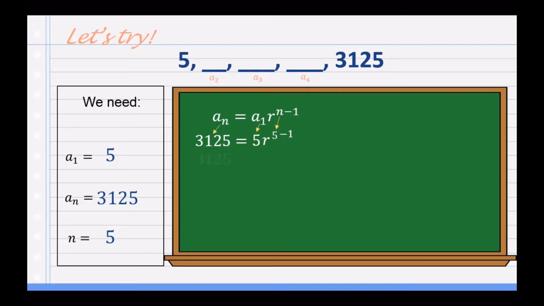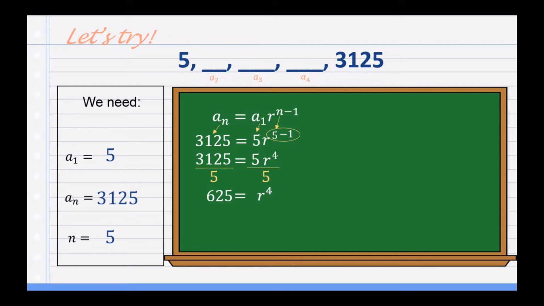So this will become 3,125 is equal to 5 times r to the power of 4. Since we still have 5 on this side, we have to divide both sides by 5 to isolate r to the power of 4. So 3,125 divided by 5 will become 625. And 5 times r raised to 4 divided by 5 will become r raised to 4.